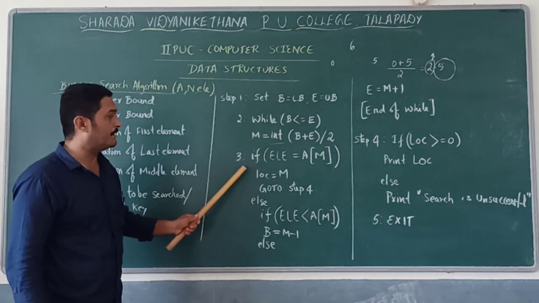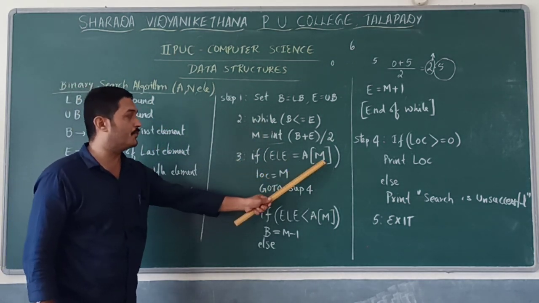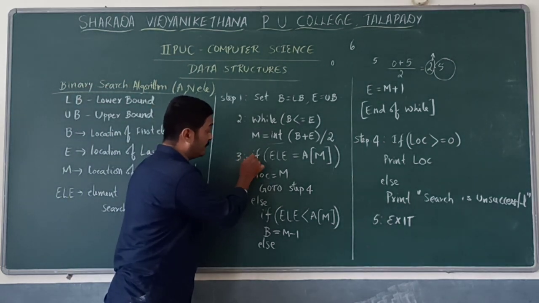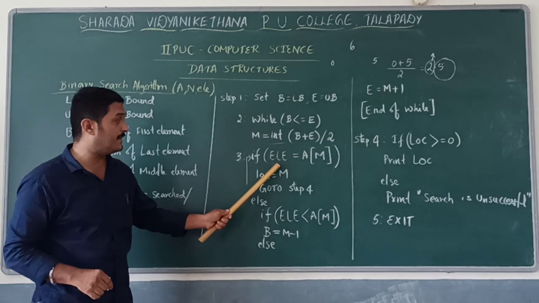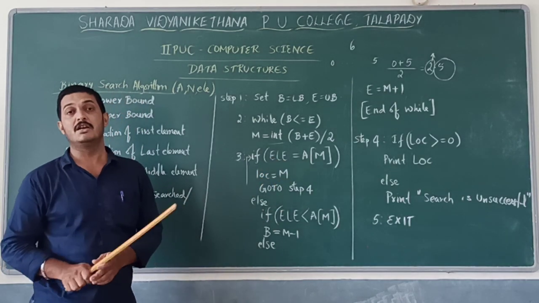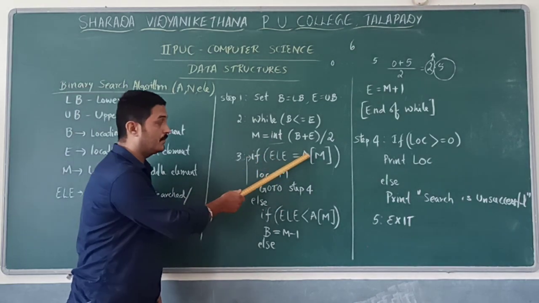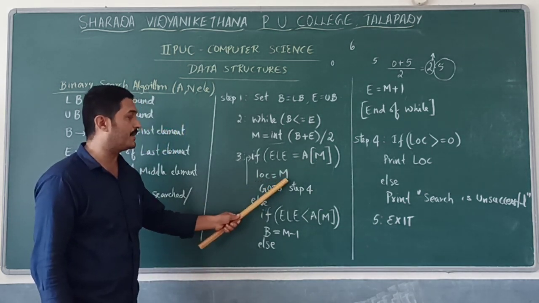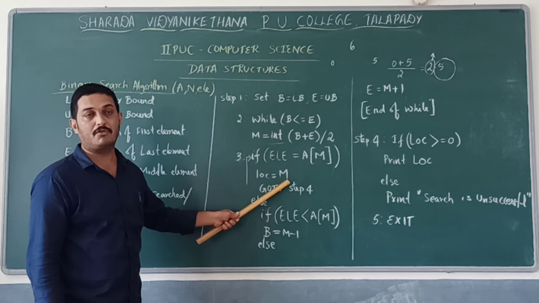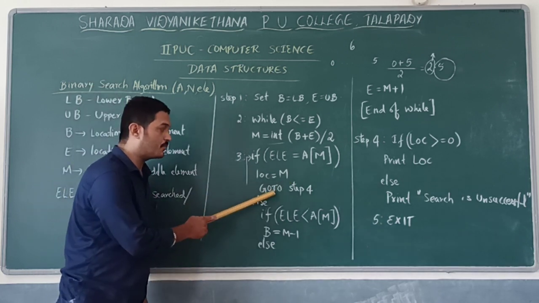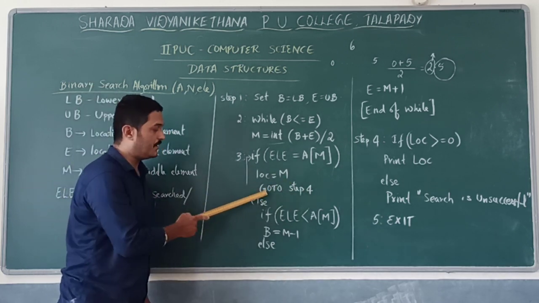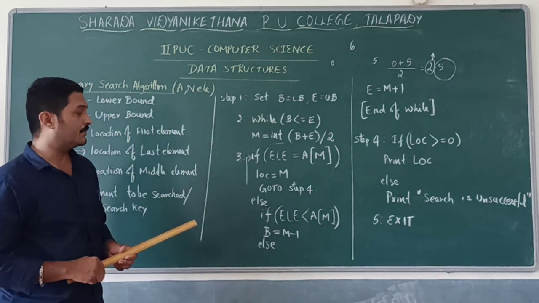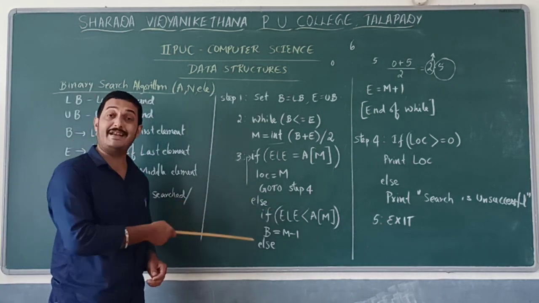Next, the third step. If ELE is equal to A of M, this step will be repeatedly continued. If ELE equal to A of M, that means the search key is equal to the center element, then we just have to specify location equal to M, and then go to step number 4. Go to step number 4 is an unconditional jump. In C++ we use the break statement.